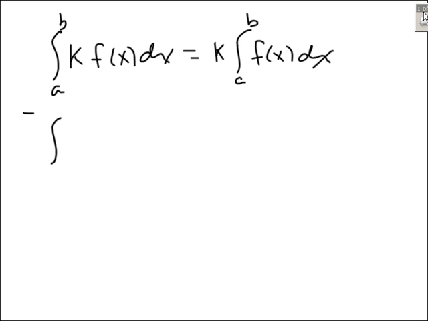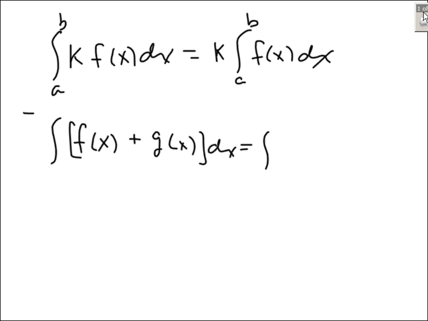If you have the integral of a sum, the integral of f of x plus g of x dx, you can sum up the integrals. You can take the integral of f of x dx and then add the integral of g of x dx. Even if you were to subtract them, the integral of f of x minus g of x dx is the integral of f of x dx minus the integral of g of x dx.